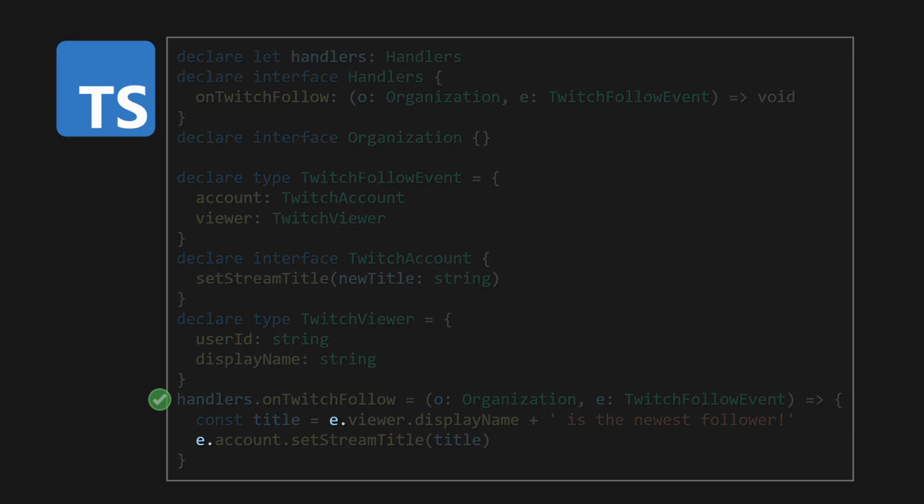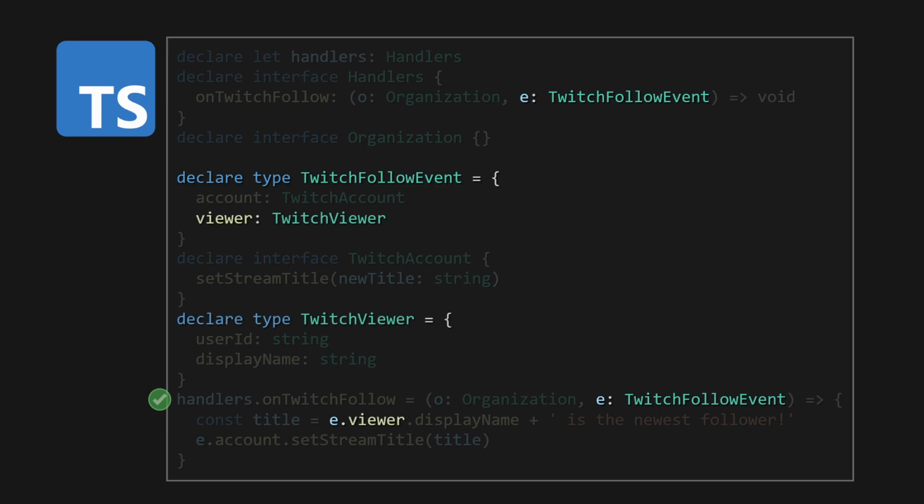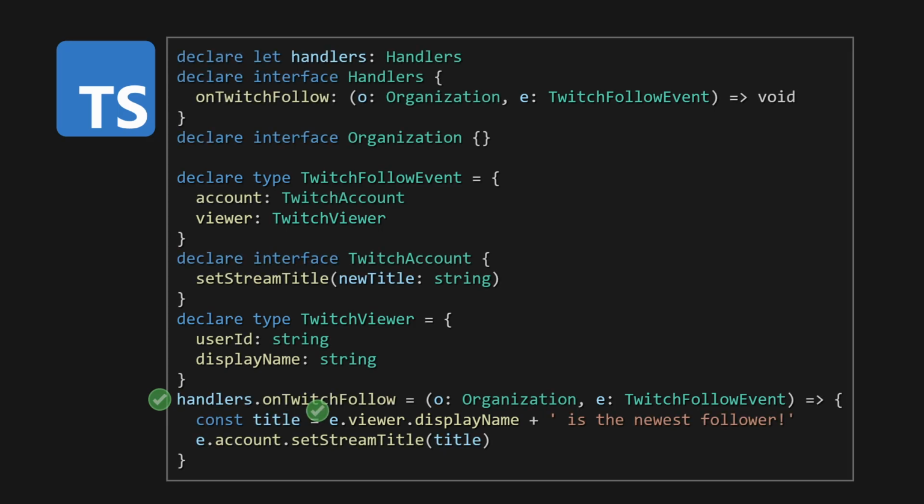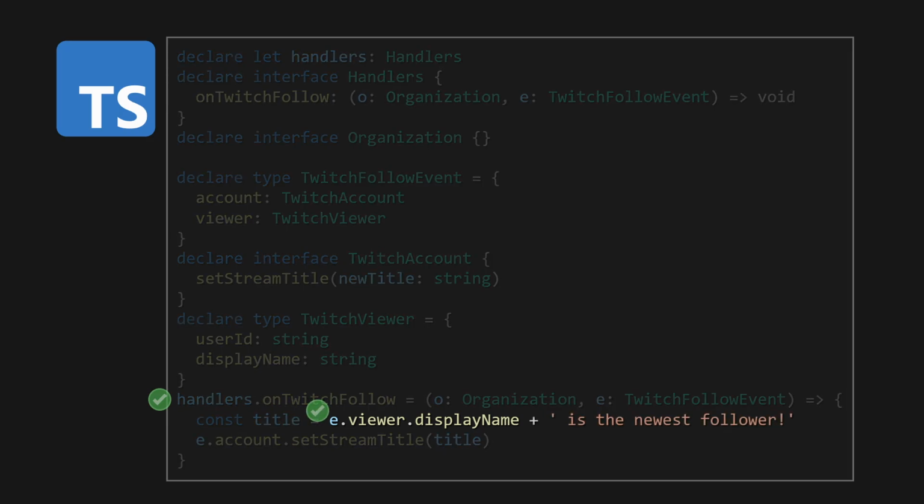Next, is e going to be a valid object? Yeah, looks like it. And will that object have a property called viewer? Yep, that's an object of type TwitchViewer. Does a TwitchViewer have a displayName property? Yep, so we know that this expression will be a string. And we know that adding a string to a string gives us another string, so we know that title is going to be a valid string.